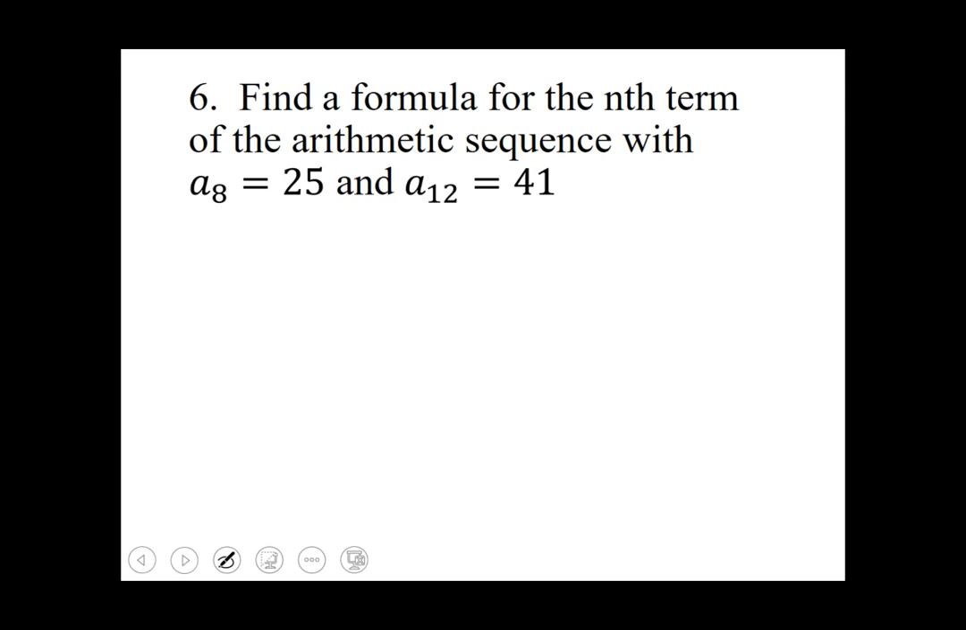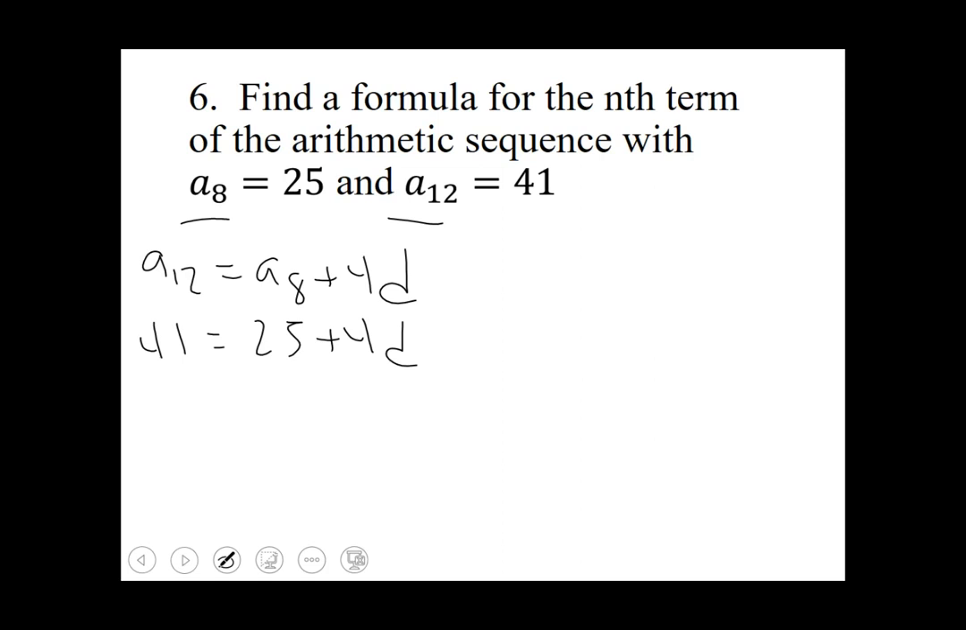So to find the common difference here, I am going to set up a relationship between the 8th term and the 12th term. So using that alternate form, I'm going to say that the 12th term is equal to the 8th term plus 4 common differences, because that's how many times you'd have to add from 8 to 12. If I know the 12th term is 41 and I know the 8th term is 25, I'm going to go ahead and plug those in. I'm then going to subtract 25, divide by 4, and that's going to tell me that the common difference is 4.